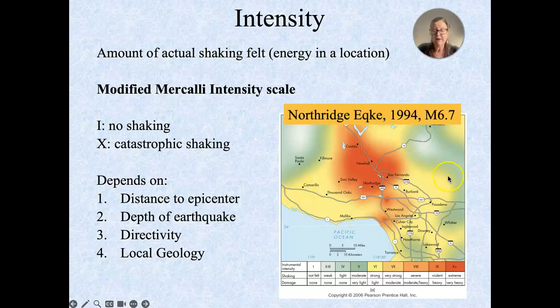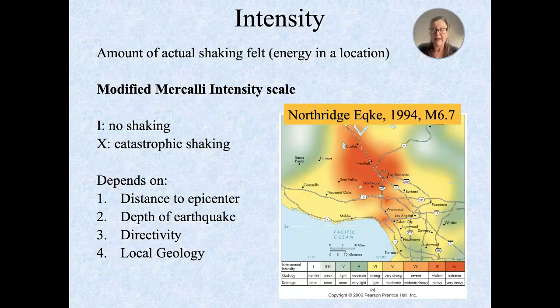Now, it's not a perfect bullseye because there's other factors besides the distance. The depth of the earthquake is also going to make a difference. The directivity, so when the faults move, remember earthquakes are from movement on a fault, there's going to be some directivity, some directions that the rocks are going to move, and that's going to affect areas around it. And then also the local geology is actually going to affect the amount of shaking as well.